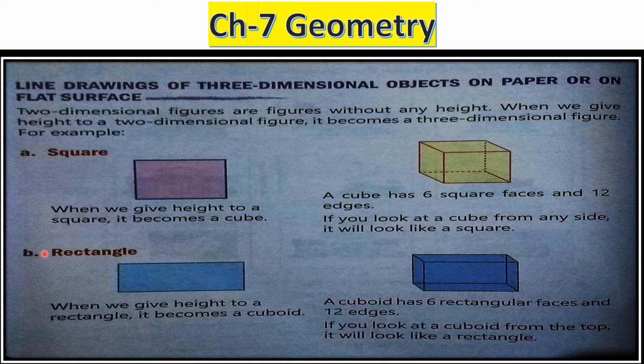Got it? Now, same here, rectangle also. When we give height to a rectangle, it becomes a cuboid. A cuboid has six rectangular faces and 12 edges. Got it? And if you look at a cuboid from the top, it will look like a rectangle. Got it, children? Keep it in mind.